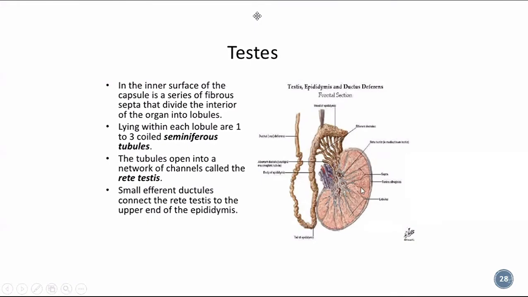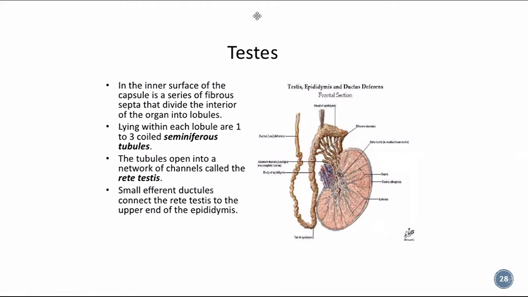Now, lying within each lobule are one to three coiled seminiferous tubules. These seminiferous tubules are the site of spermatozoa production in each testis. These tubules then open into the network of rete testis. These are the rete testis. The rete testis are then connected to the epididymis by the small efferent ductules. So, seminiferous tubules, septa, rete testis, efferent ductules, and the head of the epididymis.